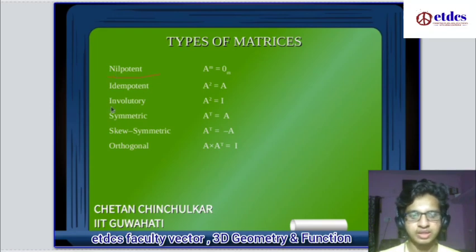Then we have the involutory matrix. What does an involutory matrix mean? It is similar to idempotent. In idempotent we were getting A square equal to A after multiplication, but here we get A square equal to I. That means if we multiply a matrix A with itself, then we will get the identity matrix.